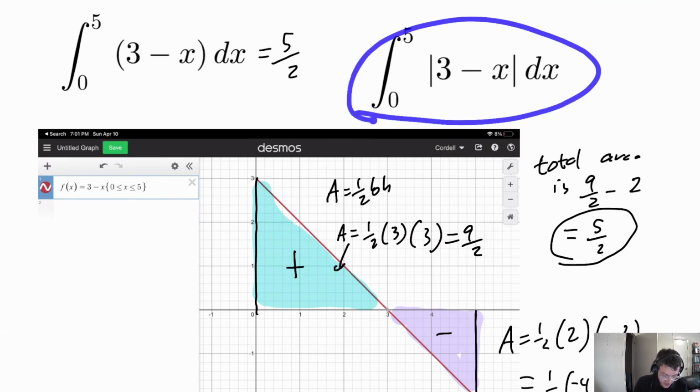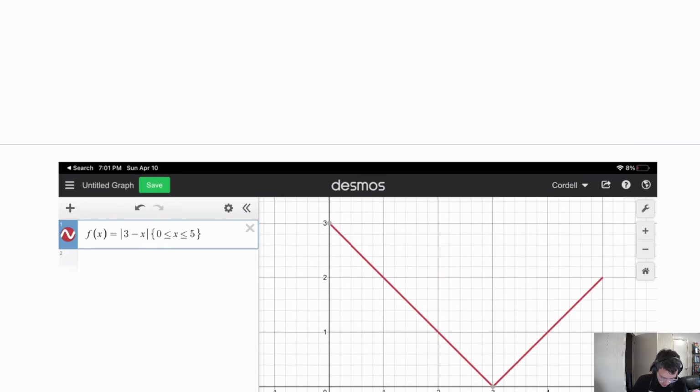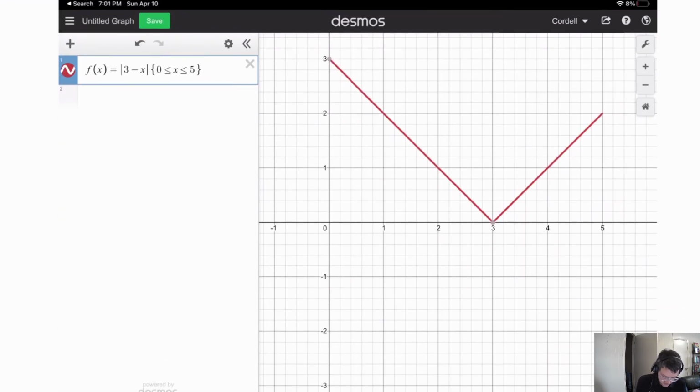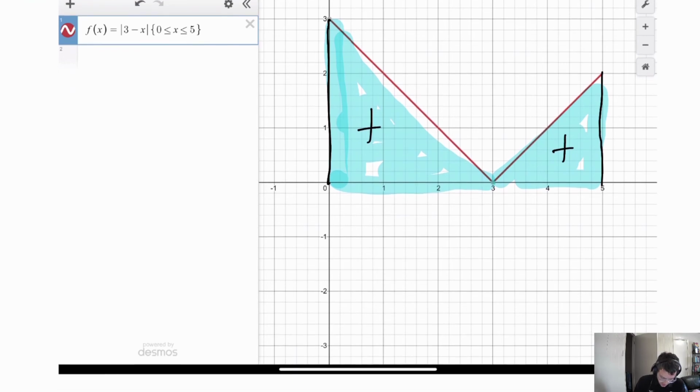How can we find the area under the curve of the absolute value of 3 minus x from 0 to 5? Well, we apply a very similar approach. Here I have the function drawn. You'll notice we get two triangles again. This time, the areas of both triangles are positive, because both triangles lie entirely above the x-axis. And so we can compute the area of both triangles relatively easily.